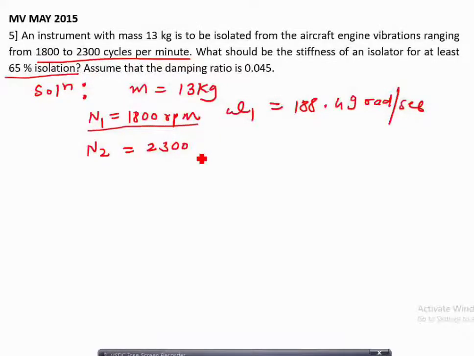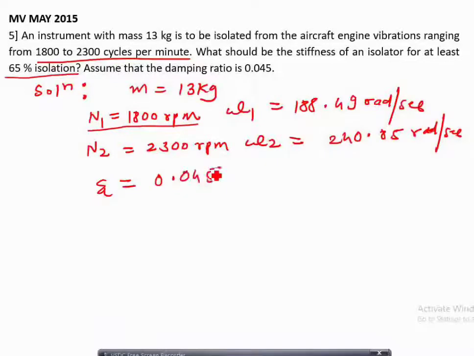Now it is clear to all of you. N2 is 2300 rpm. So omega 2 is equal to 2 pi N2 by 60, 240.85 radian per second. Now the only difference is that in the last problem it was an undamped condition, but here zeta is given as 0.045, so that is why you have to solve the equation. First of all let us find TR. TR is equal to 1 minus isolation, that is 1 minus 0.65. So TR is equal to 0.35.